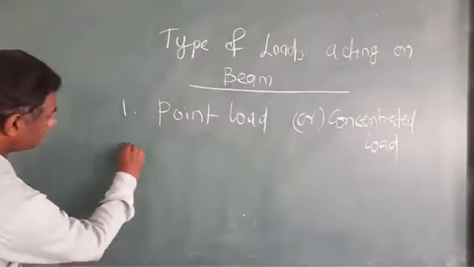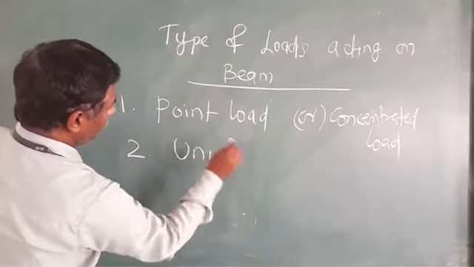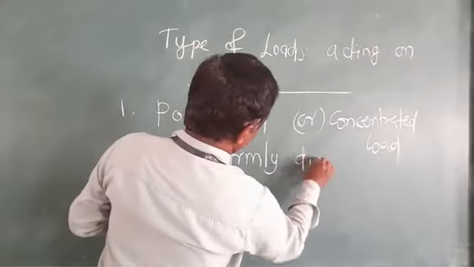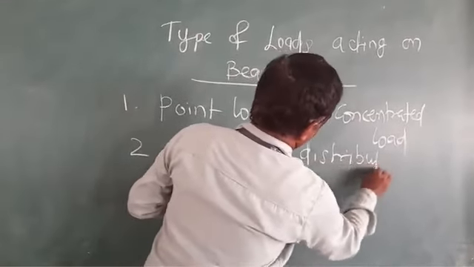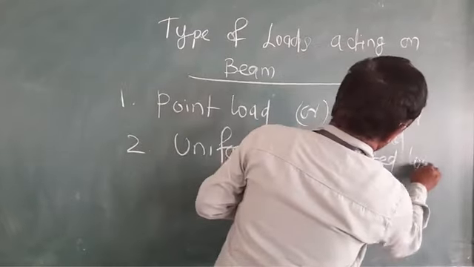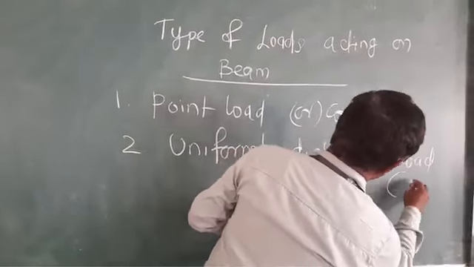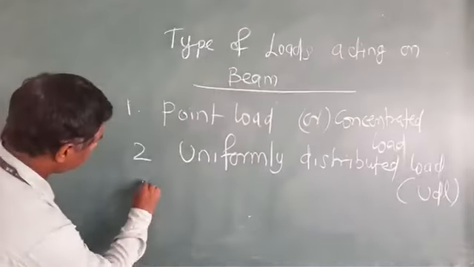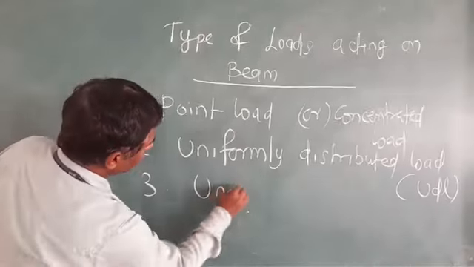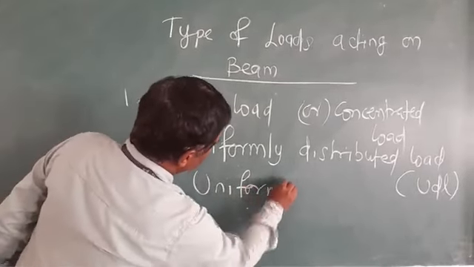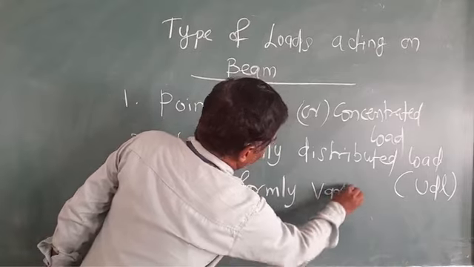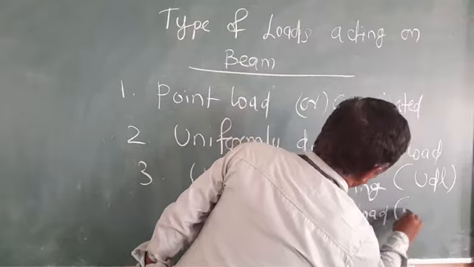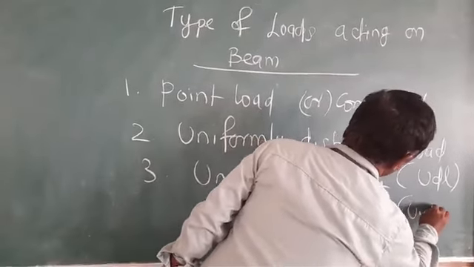The second one is called the uniformly distributed load. Generally it is given as UDL, uniformly distributed load. And the third one is the uniformly varying load, which can be given in terms of UVL.